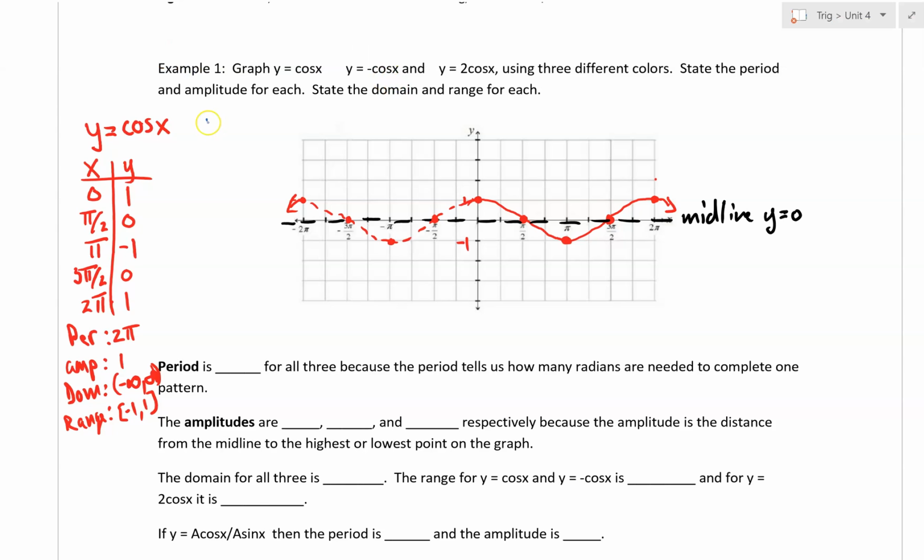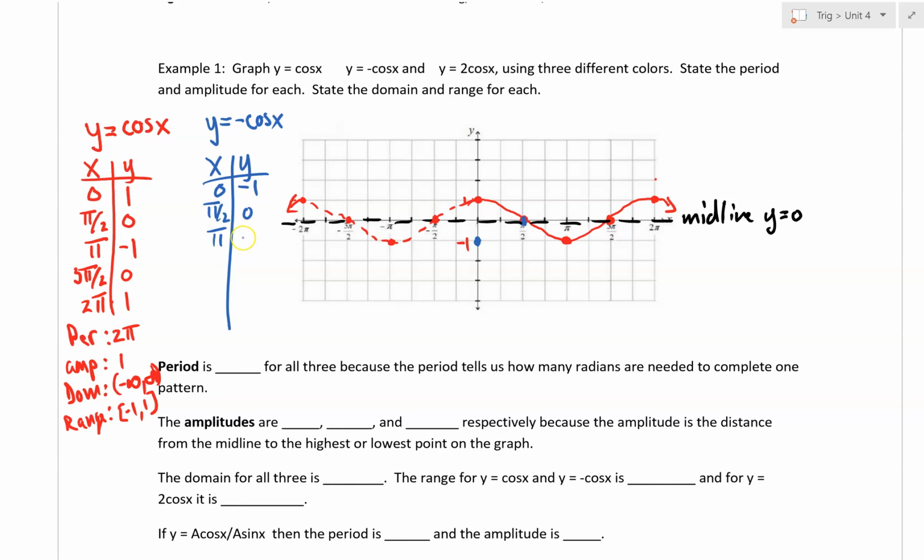The next one says y is equal to negative cosine x. We do the same thing. I first got to come up with an xy table. It's all cosine, so I'm still going to start here with 0. But now because the negative is out there, this answer is going to be -1, so now I'm going to start down here. And then when I go to pi over 2, that's going to be 0. The negative won't affect it, so it's back to the center point right there at 0.